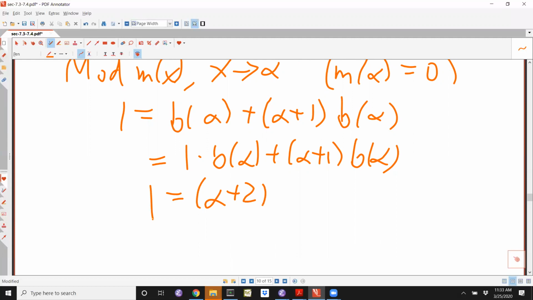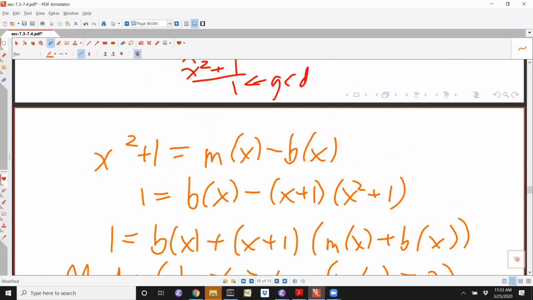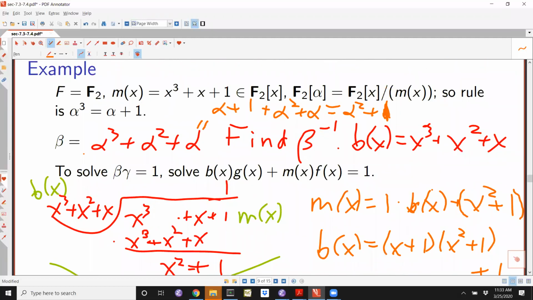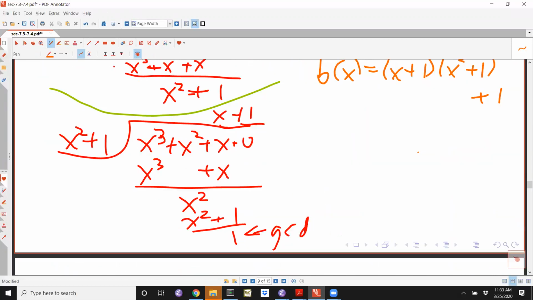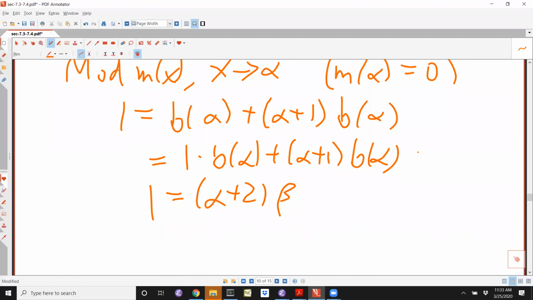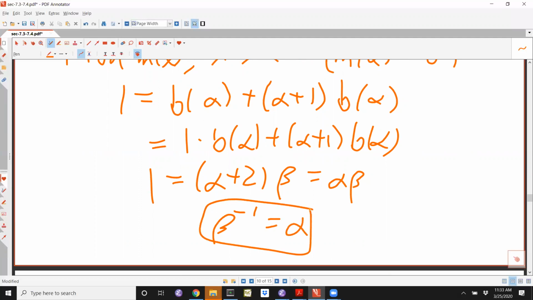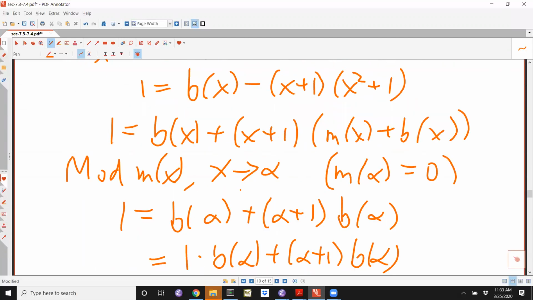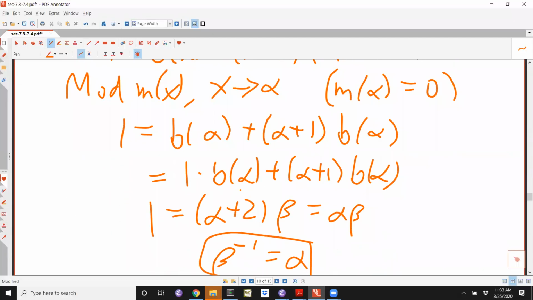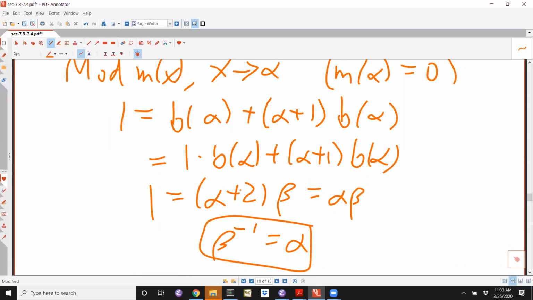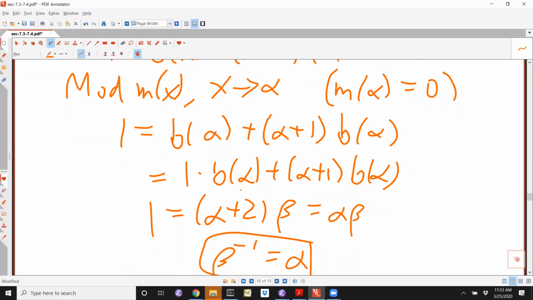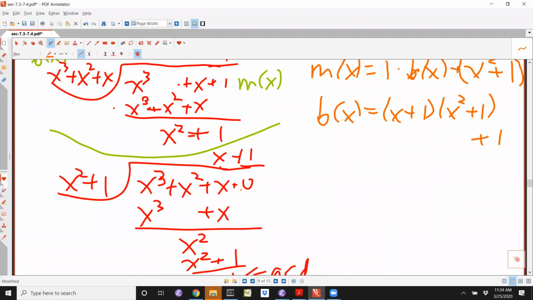So 1 is equal to alpha plus 2 times beta. Remember, the whole point was that beta is equal to b of alpha. And so finally, we see that 1 is equal to alpha times beta. And so beta inverse equals alpha. Whew! Brooklyn, we did it. Fantastic. Okay. So I added an unnecessary step, but that still worked out. We were able to compute that the inverse of that beta is equal to alpha.